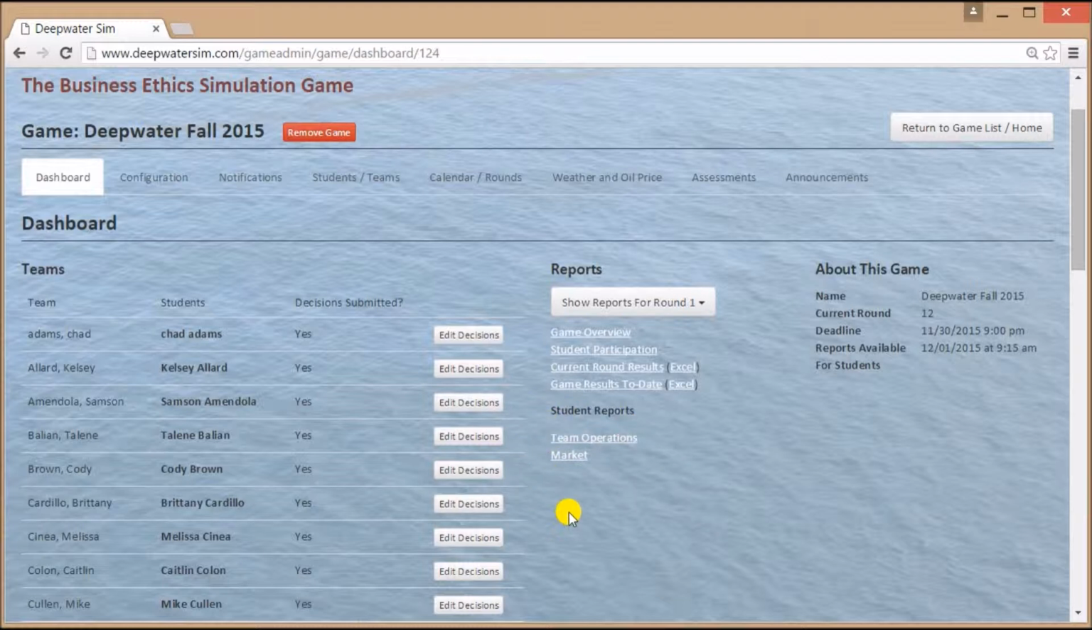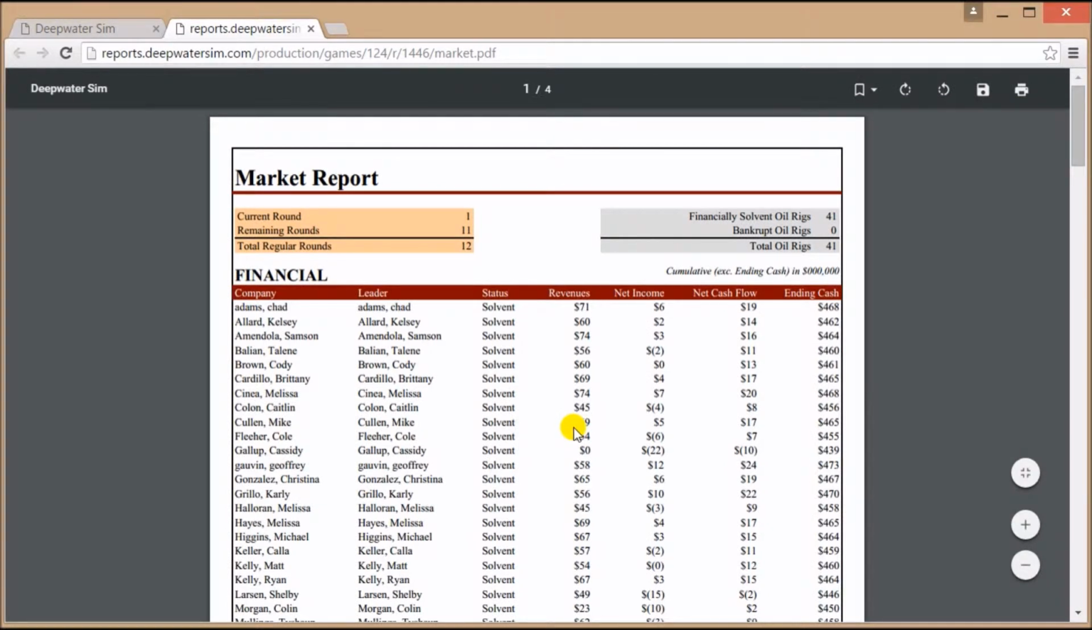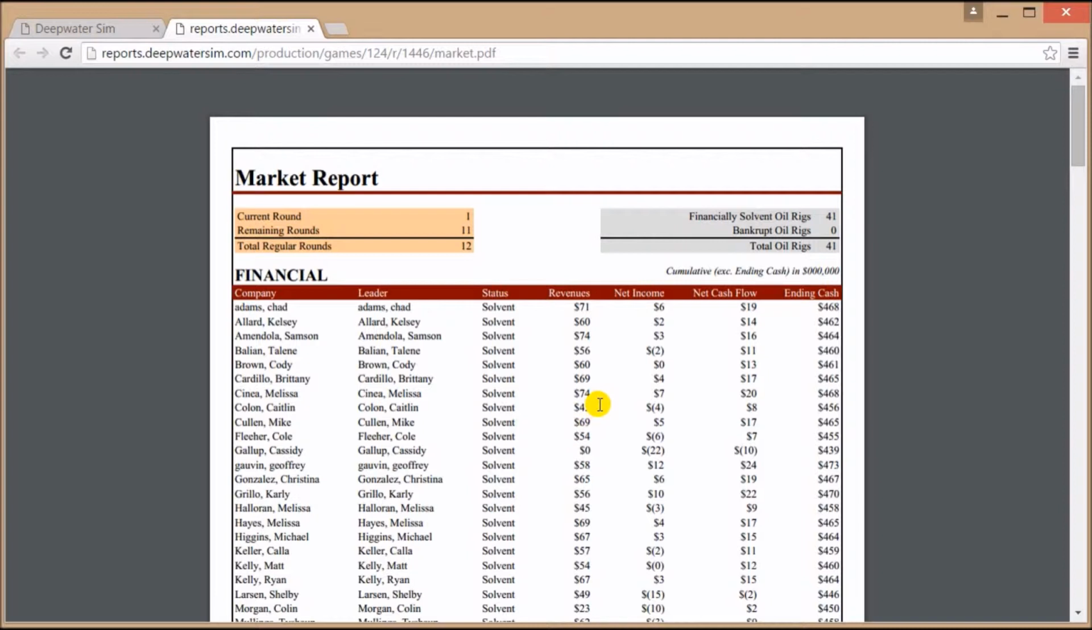And first, let's look at the market report. Now, what you see here is exactly the same report that all the students get. So every student, every team member that's playing this game will get this report in each round. There's some basic information about the round up here. And remember, we're looking at round one of a 12-round game.